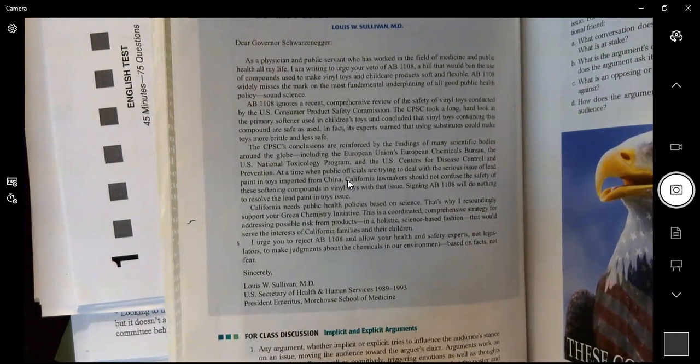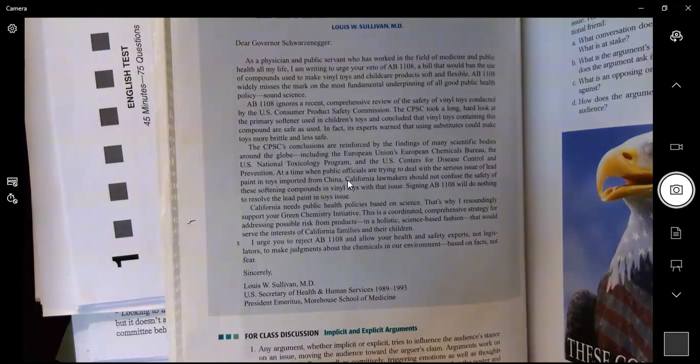So that's an explicit argument. You're going to be doing that. You're going to be writing explicit arguments. You're going to be creating essays that really get to state exactly what they mean. In argument, you don't want to waste any words. You know what I mean? Every word should be important. Every sentence should be important.